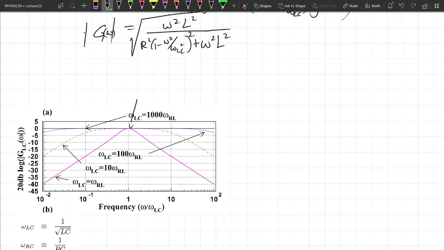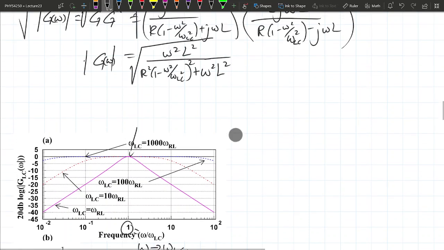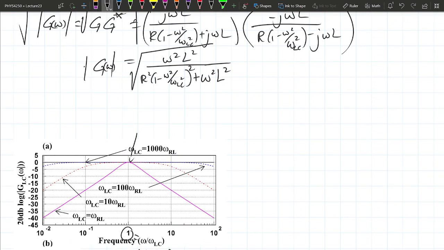So why does this happen at exactly 1? Where by 1 I mean omega over omega LC. When this is 1, that means omega is basically omega LC, whatever that number is, 5,000, 10,000, radians per second. The reason for that is that if you look up here, you look at this function.